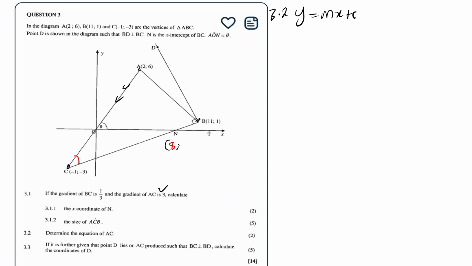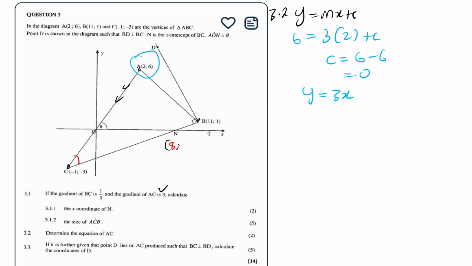We can use point A to find the equation of AC. Let's use point A. Our y value for point A is 6, the gradient of AC is 3, and our x is 2, plus c. Therefore, c is equal to 6 minus 6, which is equal to 0. Therefore, y is equal to 3x.